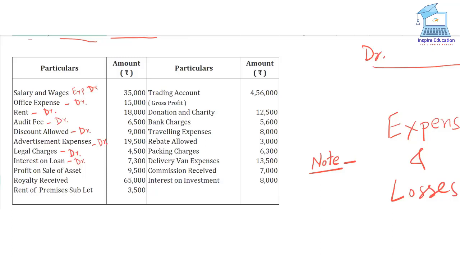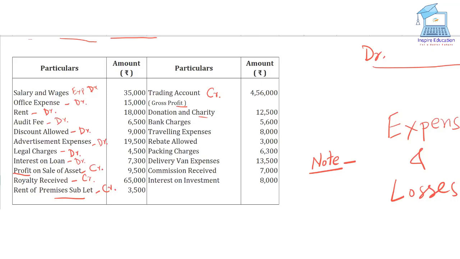Profit on sale of asset. It is my gain, isn't it? So it is credit. Royalty received, it is my income, credit. Rent for premises sublet, means I have a business premises which I have let out. Sublet, it is my income, credit. And then comes the trading account gross profit. It is written gross profit, so it will come in the credit side. Profit, income, gain, all these things are in the credit side.